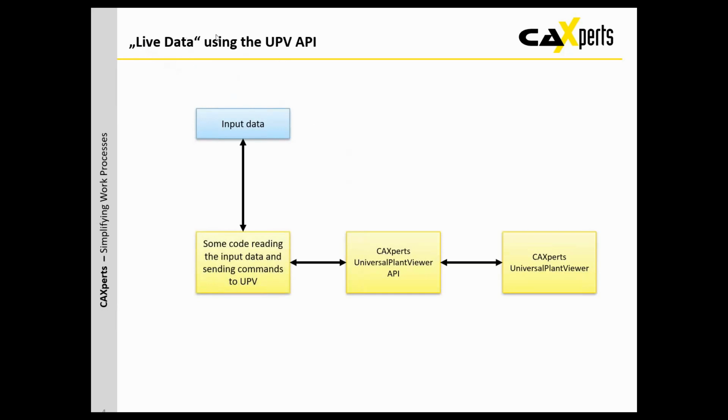For the real live connection, you would read in the input data with some source code that parses the input data, then defines what commands to send to UPV, and then it's using the UniversalPlantViewer API to send the commands to the UniversalPlantViewer. It's working in both directions, so we can also read in from the UniversalPlantViewer, for example, if something was selected and so on.